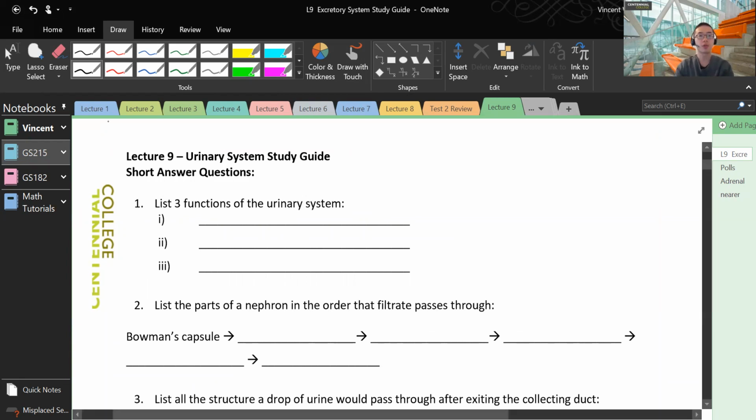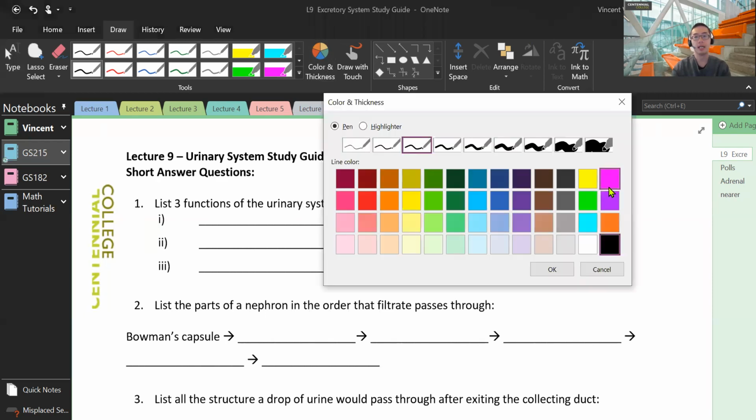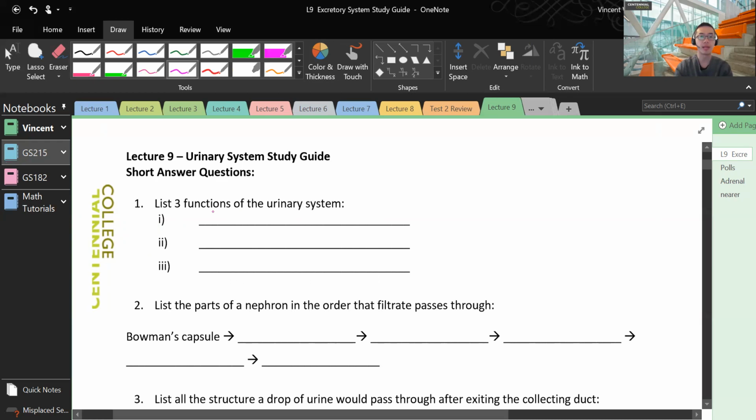So here we go. First question: list 3 functions of the urinary system. The first function of the urinary system is the ability to perform excretion. Excretion is basically the ability to remove waste from blood. And then that in turn would produce urine.